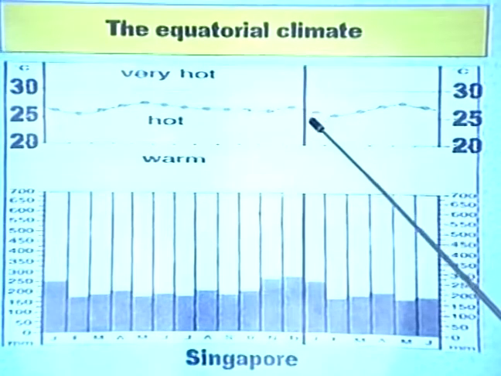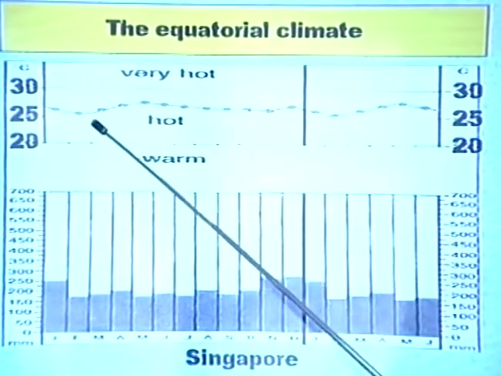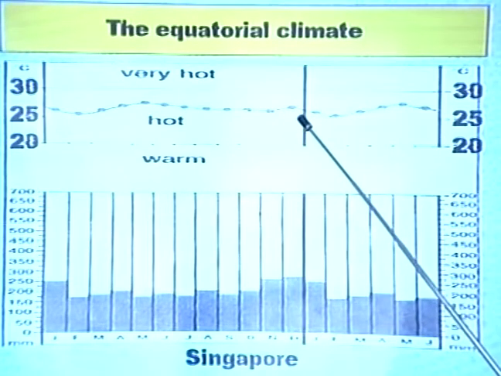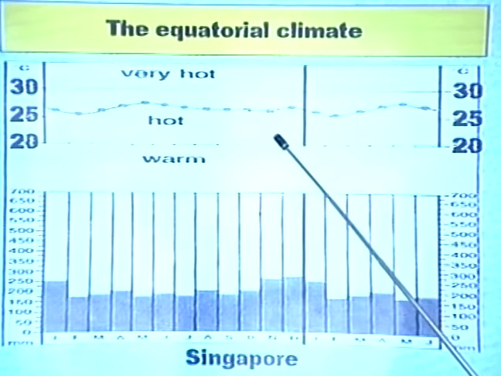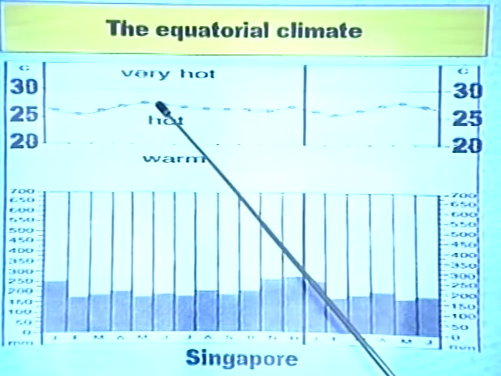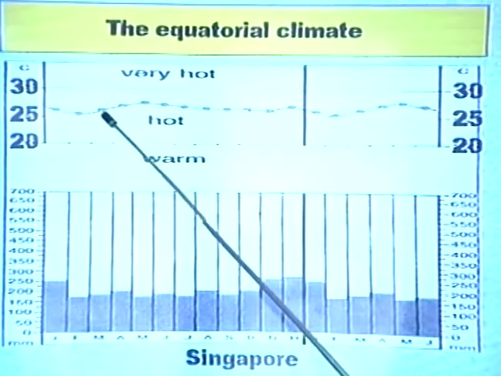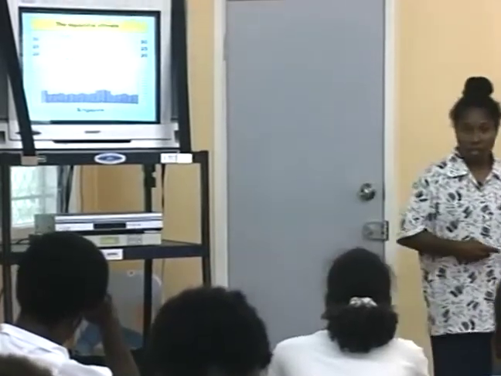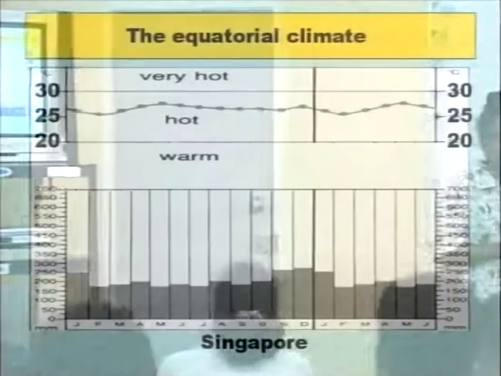Okay? You look at the temperature, the line graph here showing that. Very little variation. The temperature range would be maybe 1 or 2 degrees Celsius or less than that. We have about 26 degrees and the lowest about 25 degrees. And the temperatures are hot and they are also high right throughout the year. So that's what the climograph of an equatorial climate type would look like.